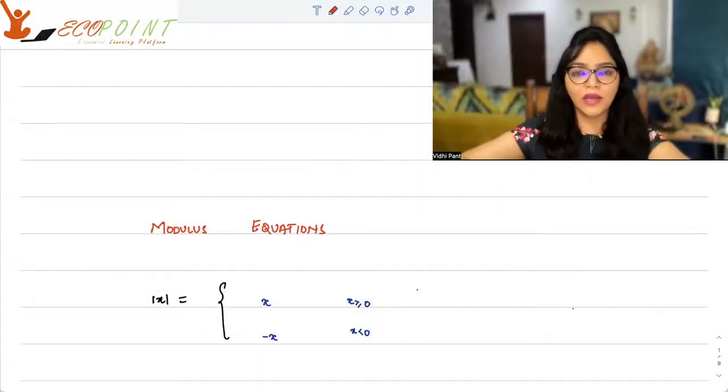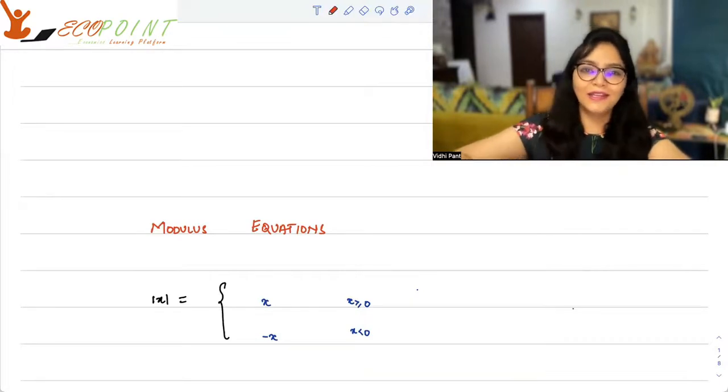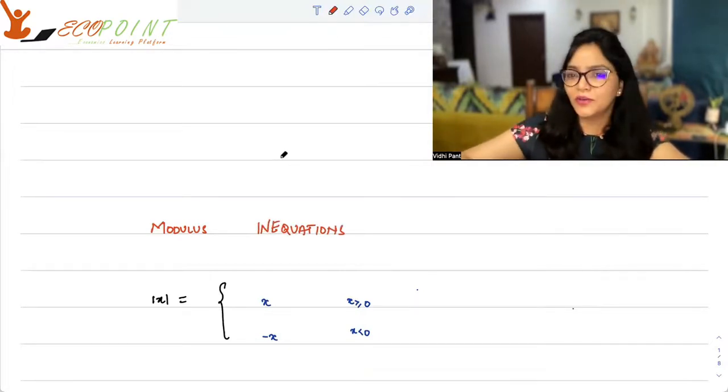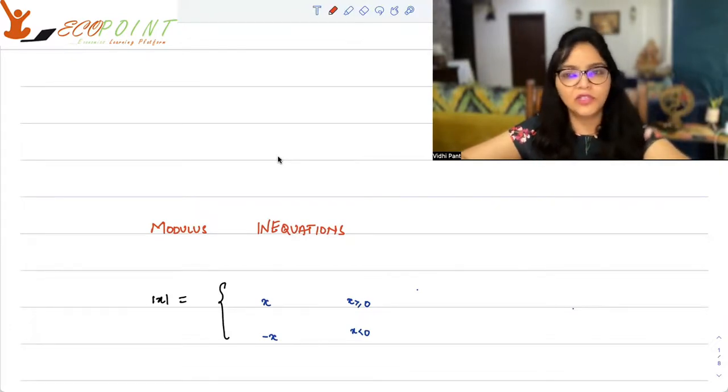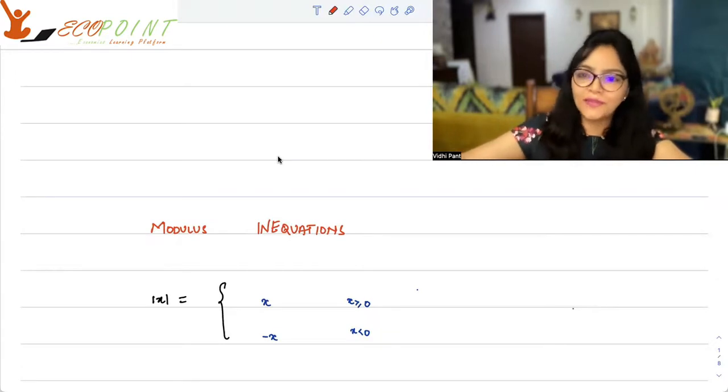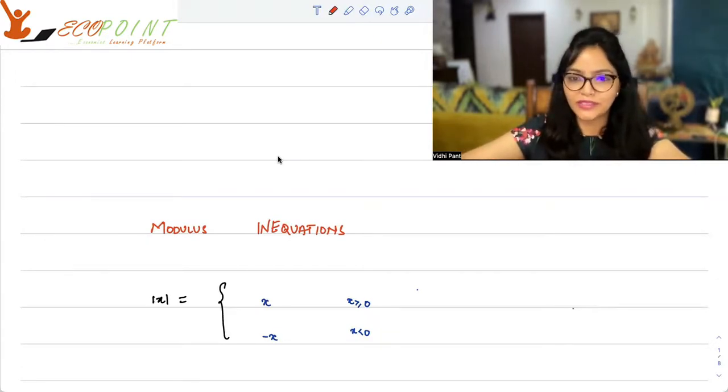Today we will talk about modulus in equation. In the previous video, I worked upon the concept of absolute value equations. What about inequations? So let's work on this concept. Absolute value, the definition will always remain the same. So absolute value of x is equal to x when x is greater than or equal to 0, and it is minus x when x is less than 0, right?